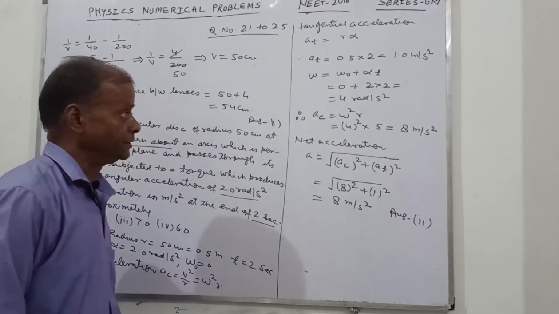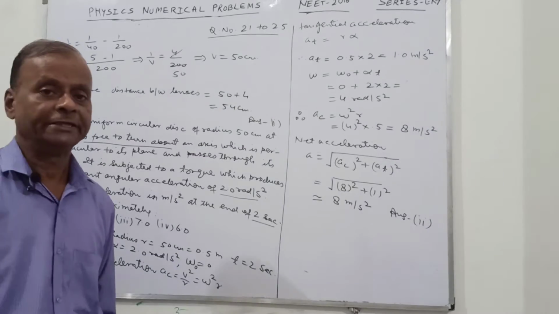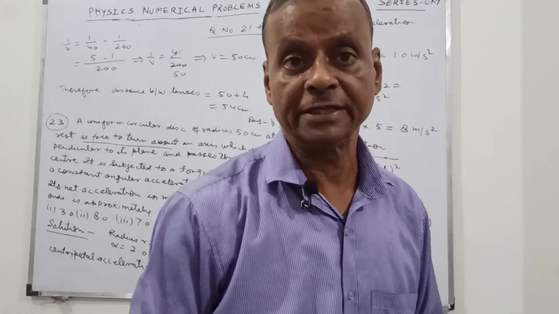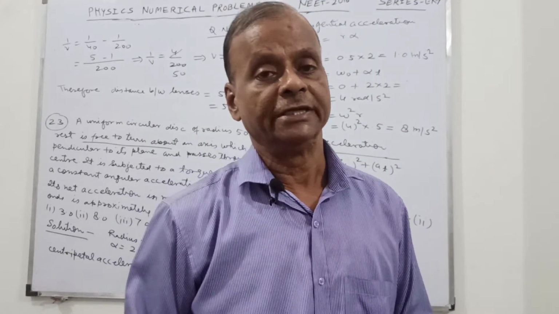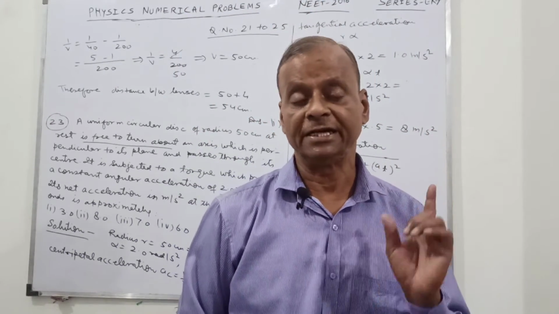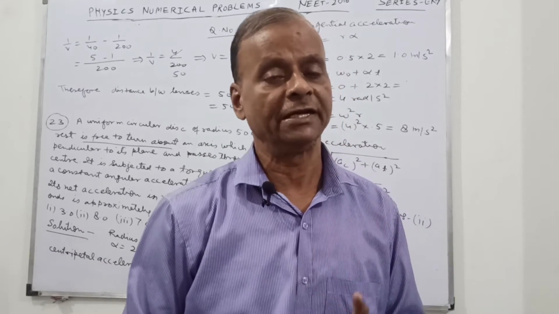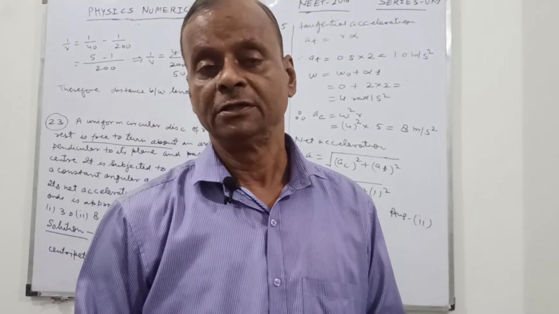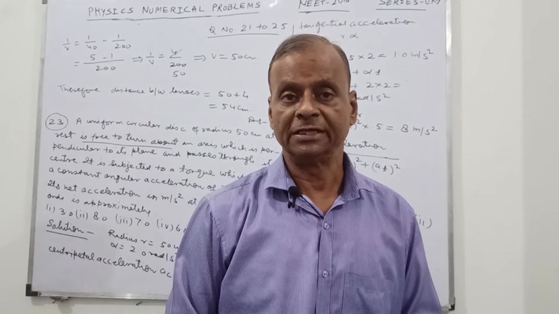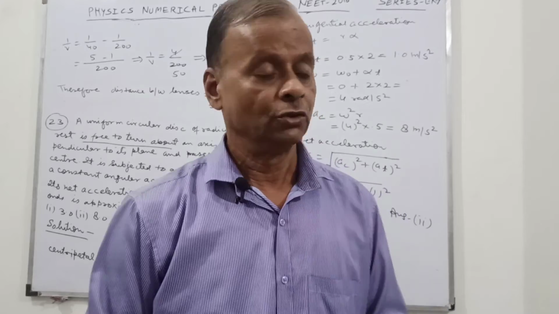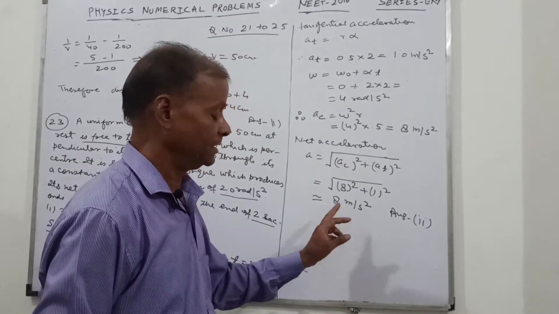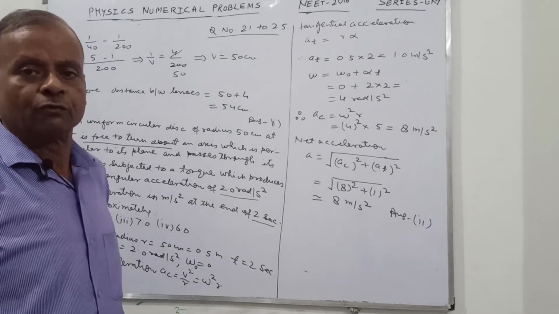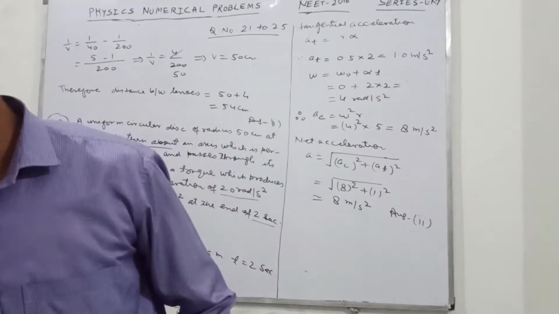Second, 8. So whenever we are asked the net acceleration in case of circular motion, always remember that we have to find the centripetal acceleration and the tangential acceleration, and then find the net acceleration by squaring and adding the two and then finding the square root. So this will give you the net acceleration. This is the question number 23. Now question number 24.